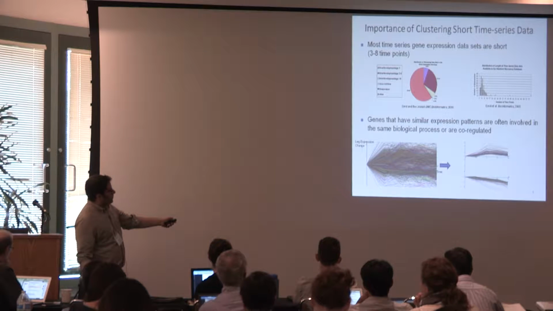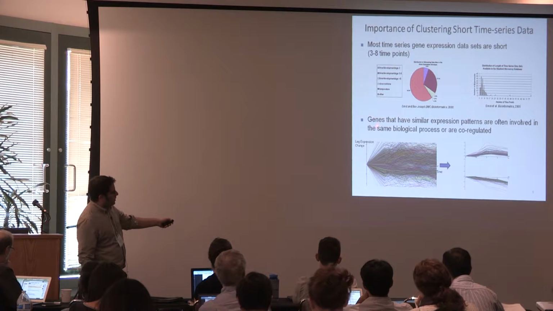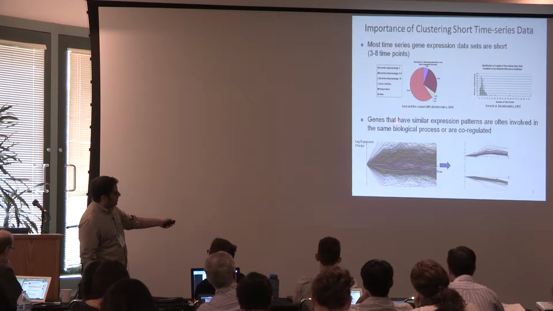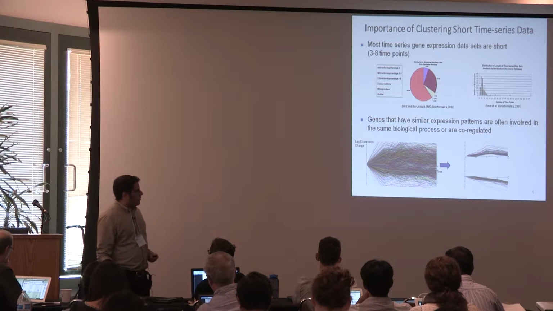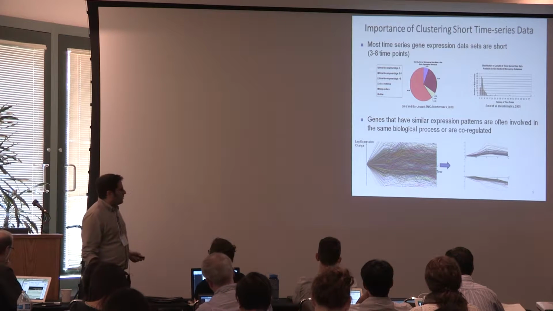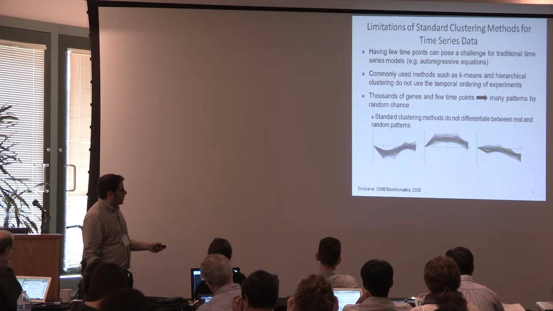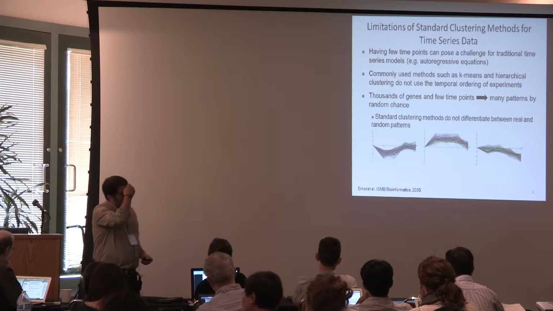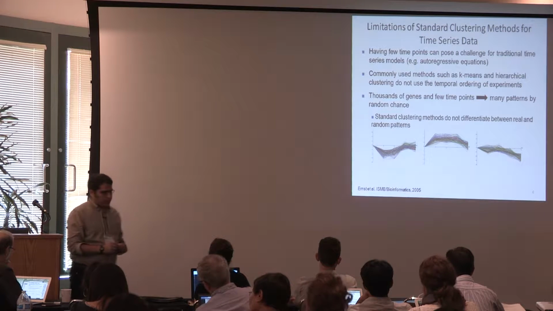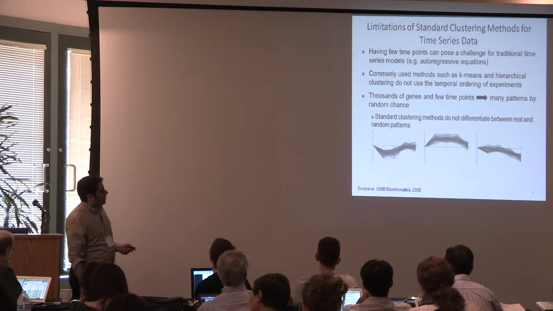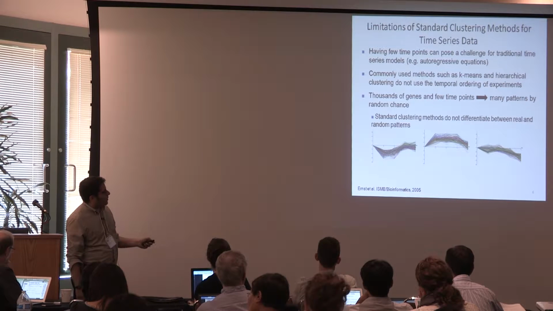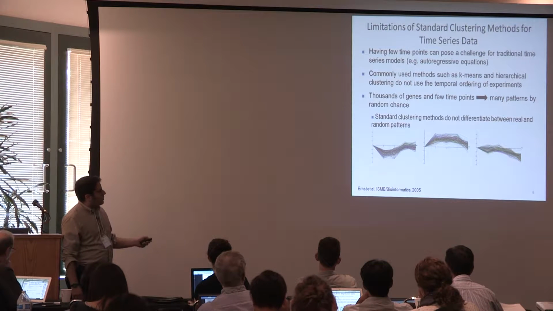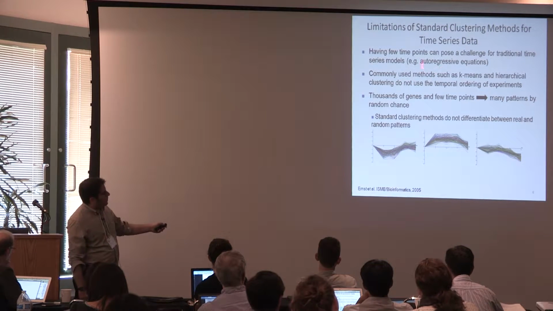Another reason we're interested in clustering is that genes that have similar expression patterns are often involved in the same biological process or co-regulated. But why am I developing a method specifically for short time series expression data? Why can't we use normal clustering methods?